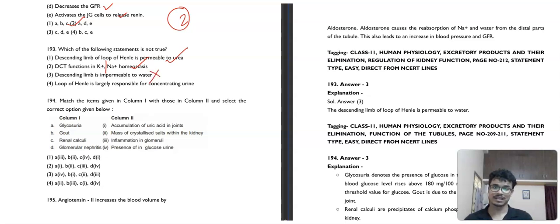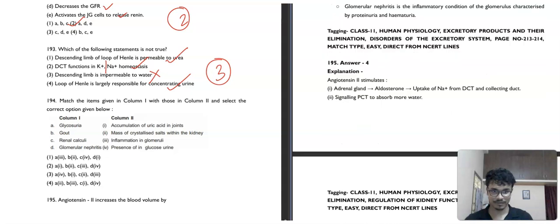The loop of Henle is greatly responsible for concentration of urine. So if you cut the loop of Henle, there will still be formation of urine, but the urine will be very diluted. So the incorrect statement is here, the third option. Then question number 194, some diseases are given and you just need to match.